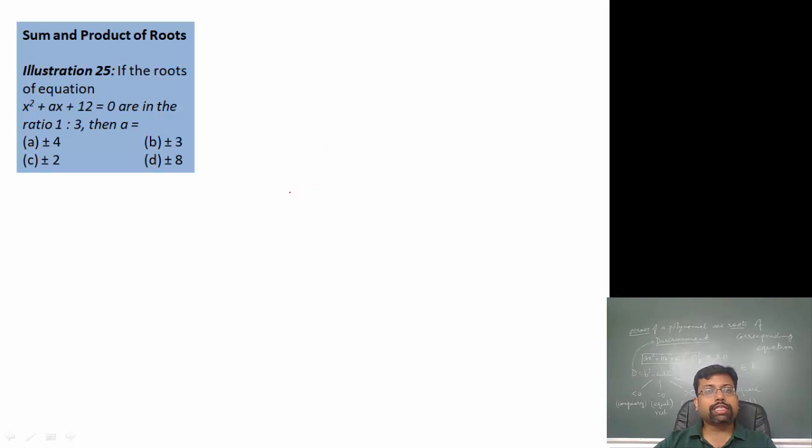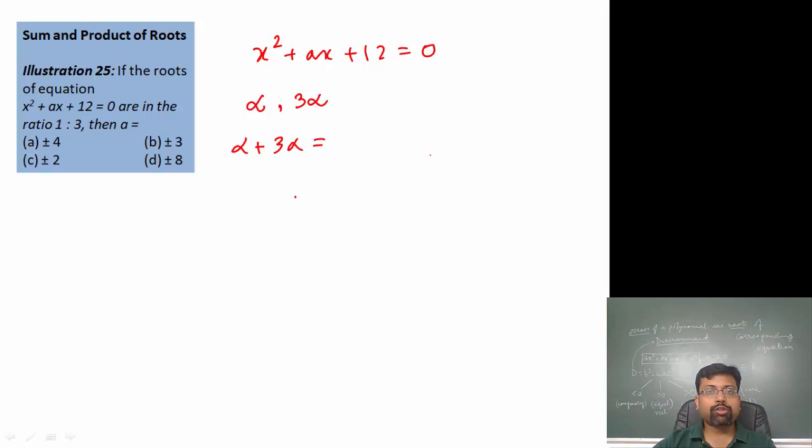Now, in this question, it says that if the roots of the equation x square plus ax plus 12 is equal to 0 are in the ratio 1 is to 3, then a is equal to what? You have been given that the equation is x square plus ax plus 12 is equal to 0. The roots of the equation are in the ratio 1 is to 3. So, if one root is alpha, the other root is going to be 3 alpha, because the ratio is given as 1 is to 3.